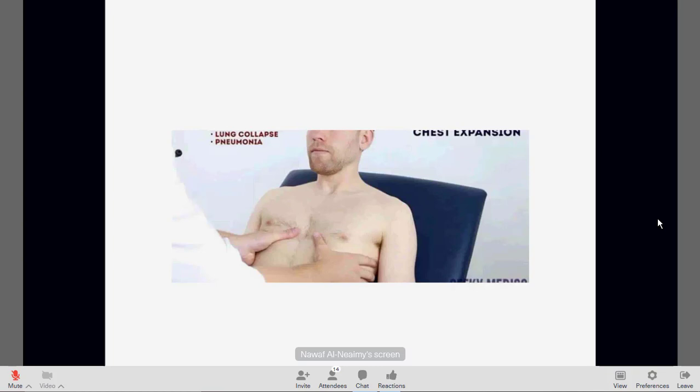But when I observe the expansion, one thumb is moving less than the other. For example, my thumb on the right of the patient moved 1 cm, while my thumb on the left side of the patient moved 3 cm. This means I know there is a problem in the right side of his chest, because there was an asymmetrical expansion.